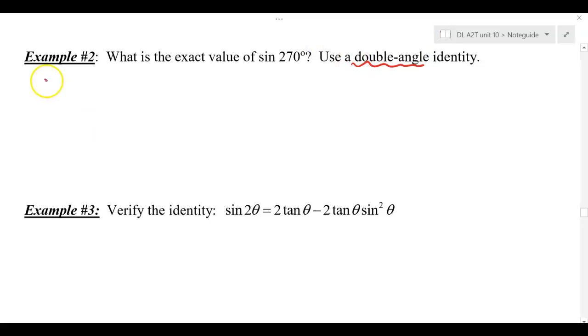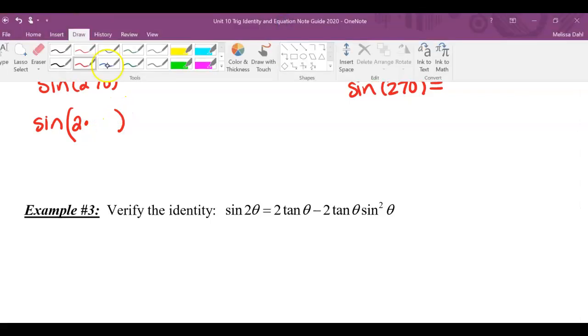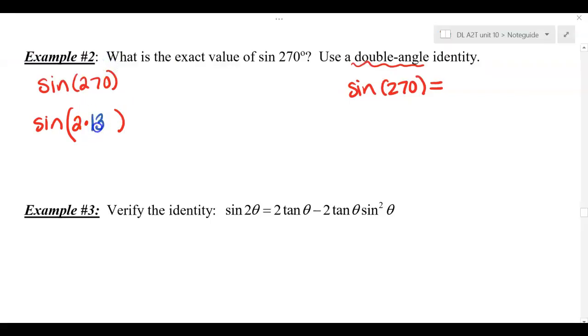So, you're calculating sine of 270. So at the very end, your answer is going to say sine of 270 equals, and you're going to have a numerical answer. However, how you're going to solve this is to use a formula where 270 is replaced by something, and we want to use double angles. So we want to rewrite 270 as a double a number. And in this case, that number would be 135.